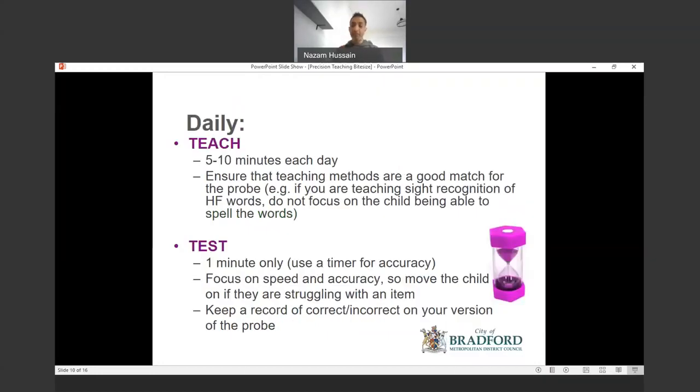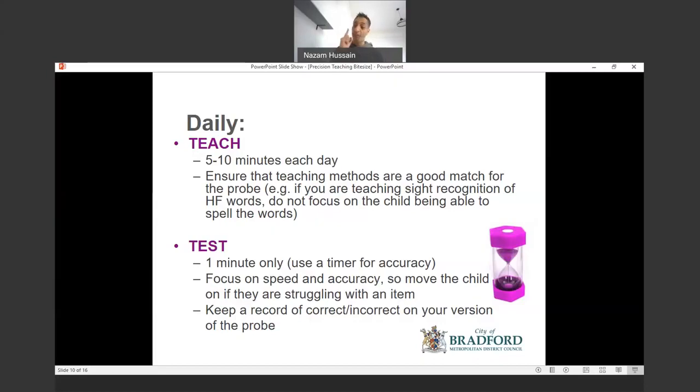So on a daily basis, when you're looking at one of those steps that we discussed earlier, you teach, you test, you score, and then you chart. So teach 5 to 10 minutes a day. This is once you've identified the discrete skills that you're looking at, ensuring that the teaching methods are a good match for the probe. And being really careful with that. If you're testing high frequency word recognition, do not focus on the child being able to spell the words.